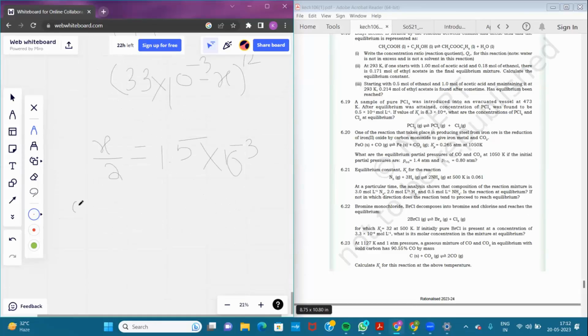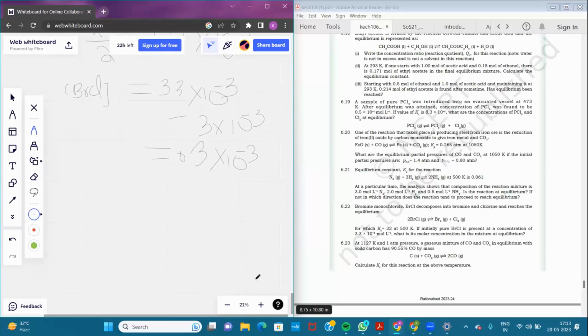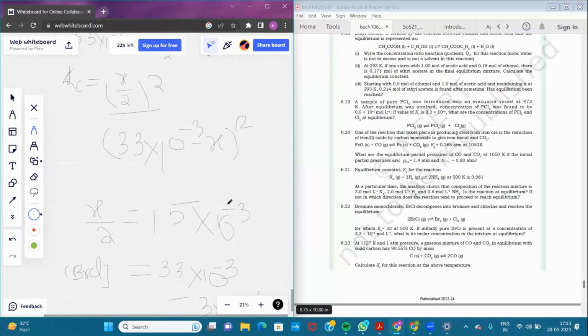So BrCl concentration would be 3.3 into 10 power minus 3 minus x, that is 3 into 10 power minus 3. Directly write it as 0.3 into 10 power minus 3. Concentration of Br2 and Cl2 are 1.5 into 10 power minus 3.